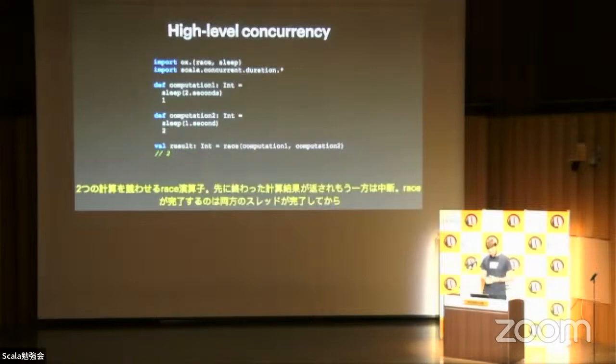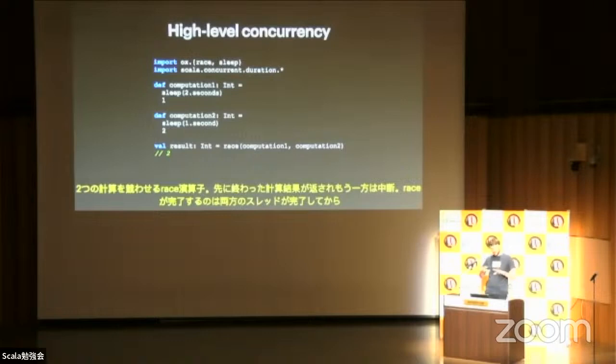In a very similar way, we have a race method, which allows you to race the computations, right? So whichever computation finishes first, this is the result of our race. The other one, again, will be interrupted. And once again, the method will finish only when both branches, both the winning one and the interrupted one, finish, right? So that we get no thread leaks.